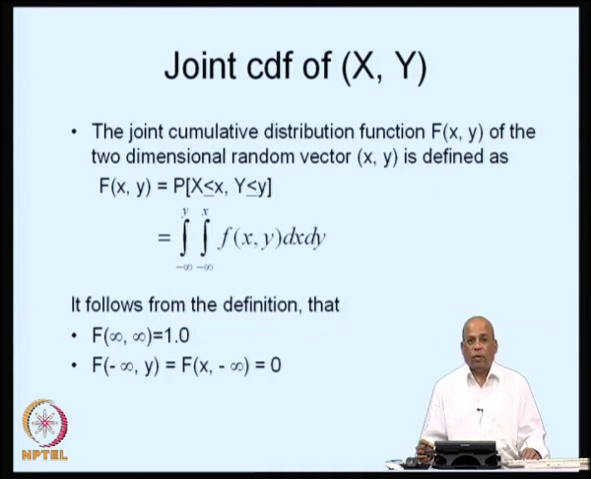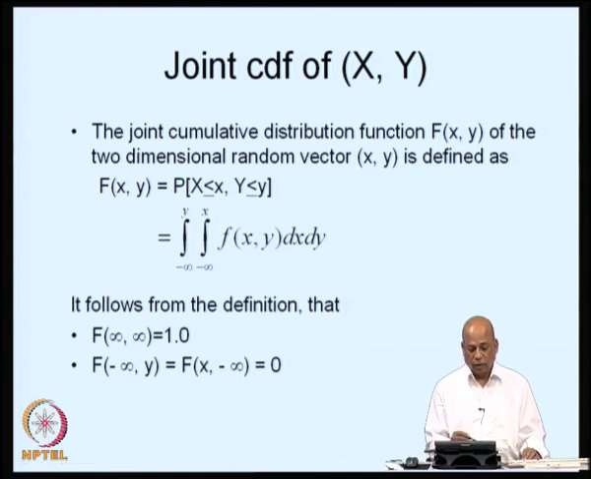So, we now define the joint cumulative distribution function F of x y as F of x y equal to the probability of X being less than or equal to x, comma Y being less than or equal to y. Recall that the small x and small y are the values that the random variables can assume. So, for specified values of x and y, the CDF F of x comma y is defined as the integral from minus infinity to y and minus infinity to x of f of x y dx dy.